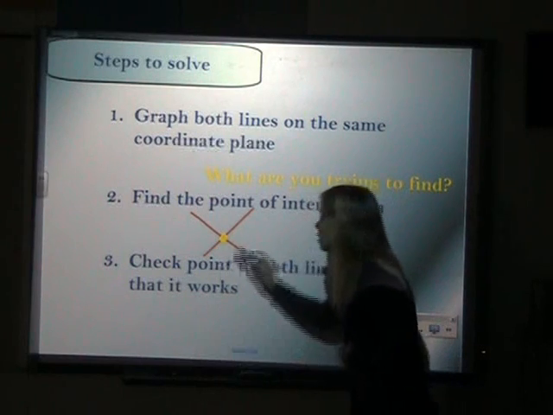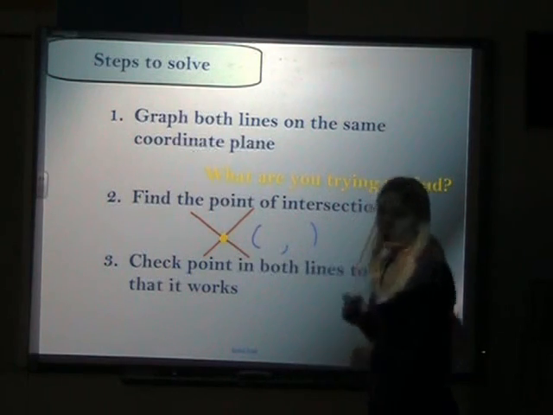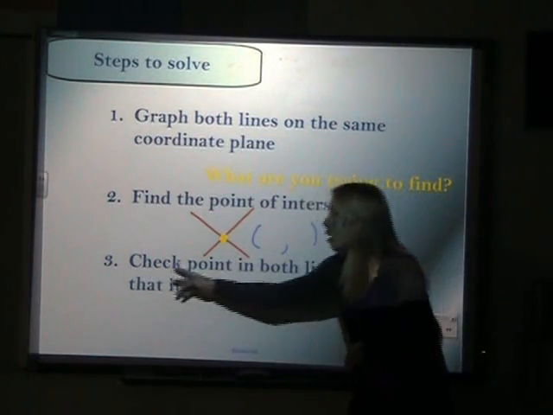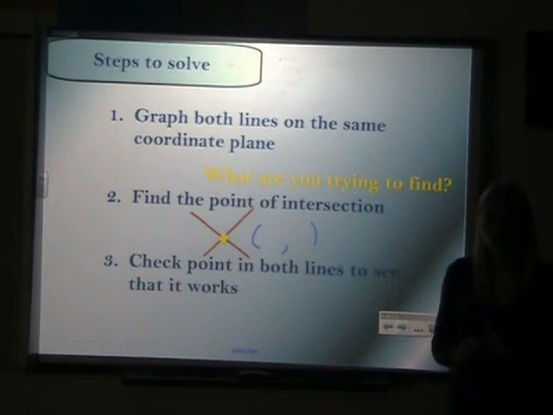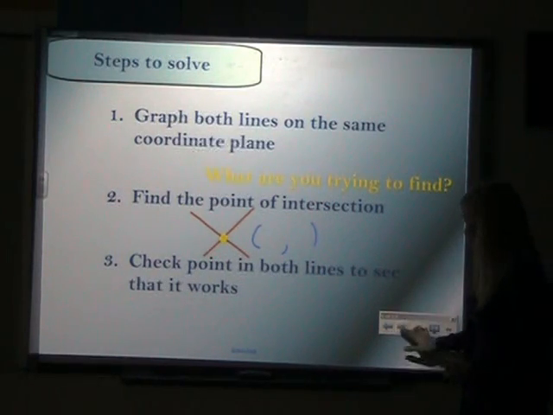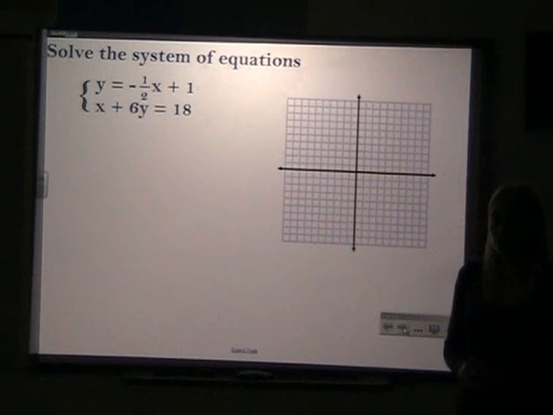And I'm going to write that point down. And then I'm also going to walk you through how to check it so that you can make sure you know if that works. So here's our first example, graphing with the system of equations.